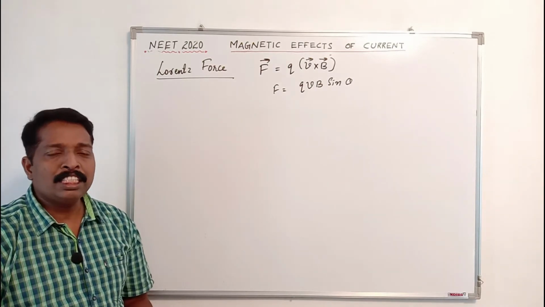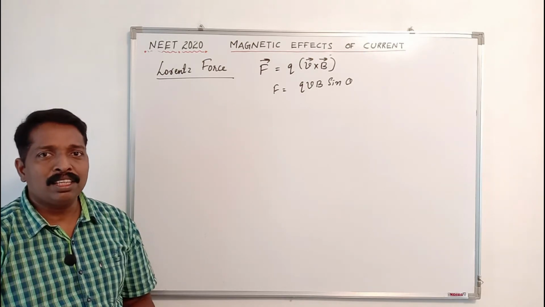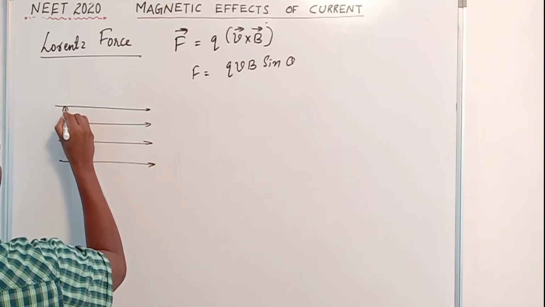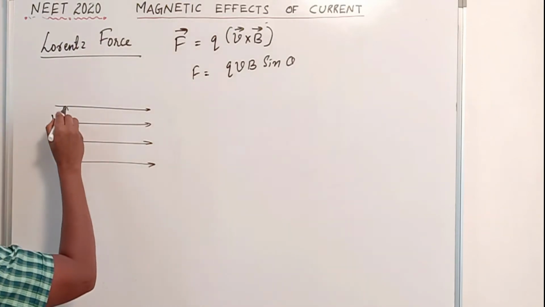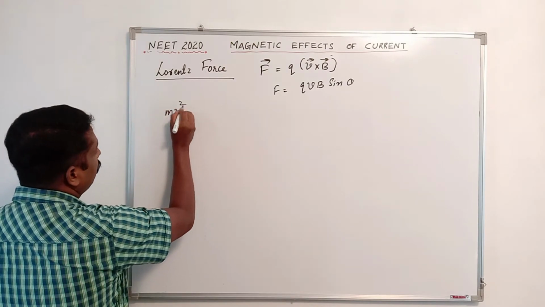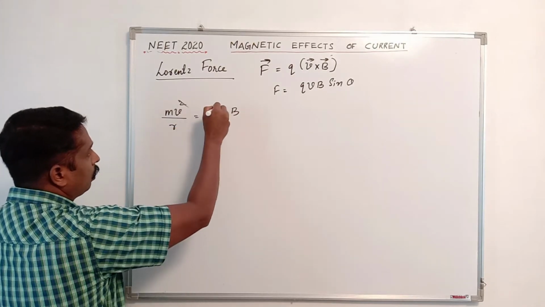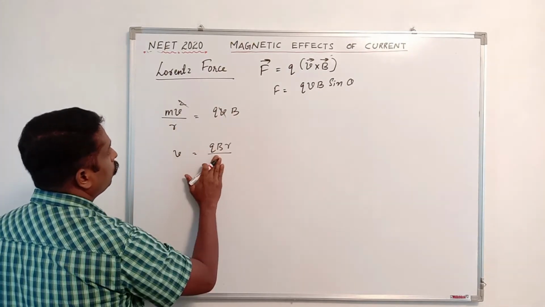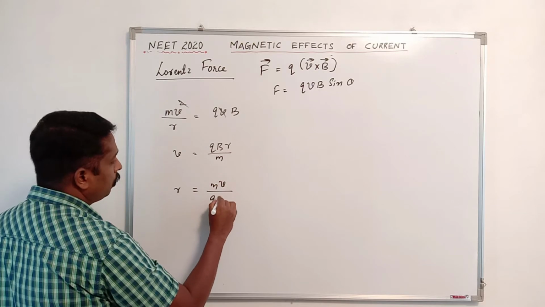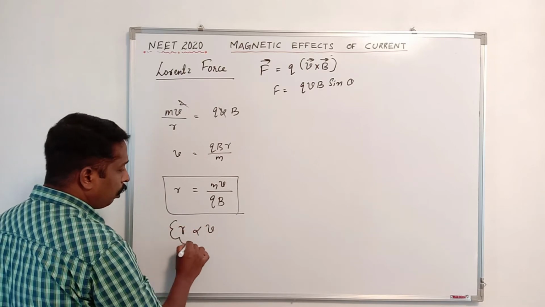Okay, if the charge is projected at right angles to the magnetic field, then maximum force is obtained. Then trajectory of the charge will be a circle. So if the charge is projected with a velocity v at right angles to the magnetic field, then it will follow a circular path. Then the necessary centripetal force for the charge is provided by magnetic Lorentz force. So v square, v cancels, then v is equal to qBr by m, and r is equal to mv by qB. So radius of the circular path r is directly proportional to velocity of projection.